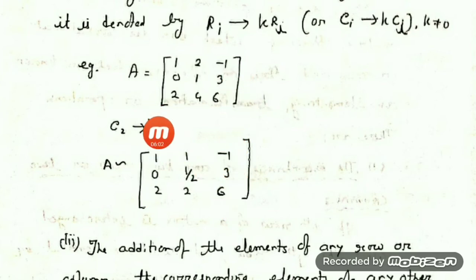Now I am applying this in the second column. So c2 by 2. 2 by 2 gives you 1. Here it is 1. 1 by 2 is half. 4 by 2 is equal to 2. So this is a new equivalent matrix we have got. That means it is possible to multiply any row or column by a non-zero constant. Then we will get a new equivalent matrix. And this is your second transformation. You remember your transformation. Later on we will discuss how to apply them to get the inverse.